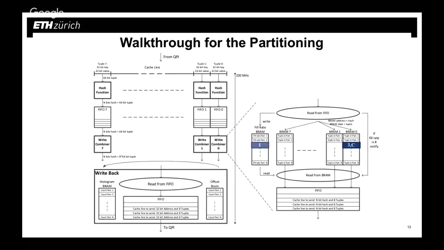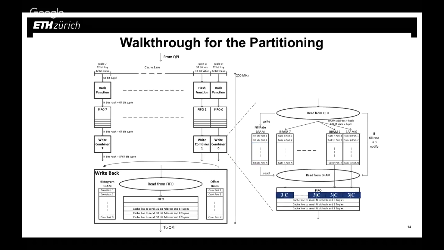And as you can see, the fill rate has also been updated. So we repeat this process. We write the tuples to their corresponding partitions until a full cache line is assembled. And when that happens, we notify the next stage of the pipeline so that these tuples are read from their block RAMs and put into the FIFO. And at the same time, we also reset the fill rate that is inside that block RAM.